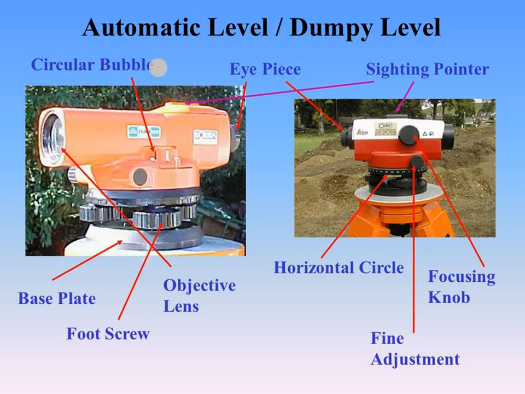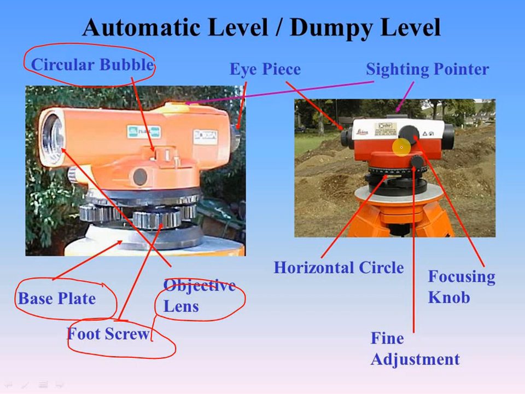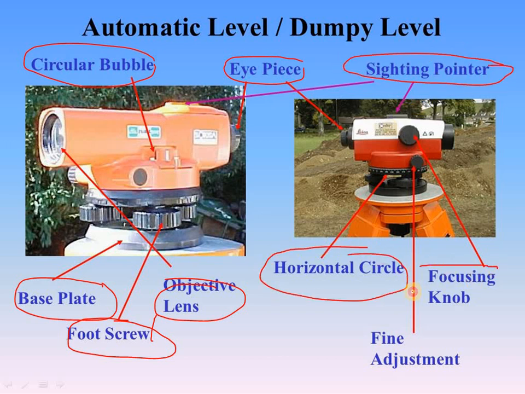And you can see some other parts also. In this portion it is called circular bubble, and this is called objective lens, and these are called foot screws, and this portion is called base plate. Whereas coming here, the eyepiece will be common for both, and this is the sighting pointer, horizontal circle, focusing knob, and fine adjustment.